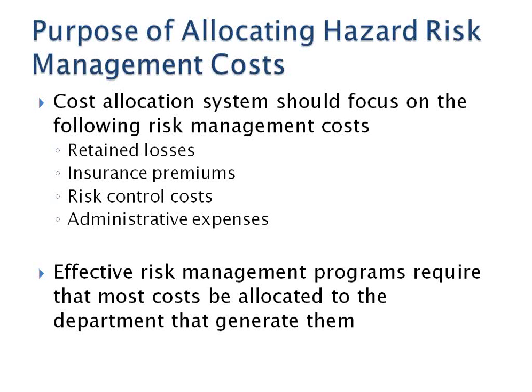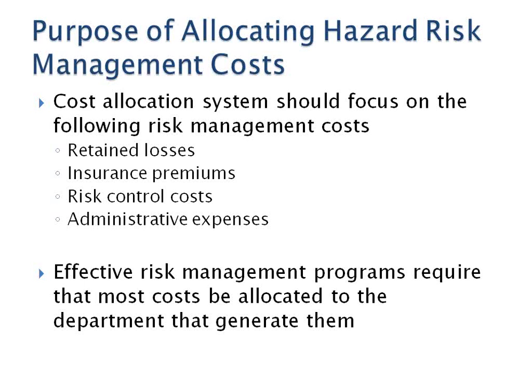So going on to the very first aspect: what's the purpose of allocating hazard risk management cost? The 4 areas that you're going to focus on, and again, from a test question perspective, most likely this would be one of those. Cost allocation systems should focus on the following risk management costs: retained losses, insurance premiums, risk control costs, and administrative expenses. And we'll go into a little more detail about each one of these. Now, someone brought up earlier, when they were reading through this, whether a cost allocation system is a computer system. Well, really, it's a methodology that we're talking about.